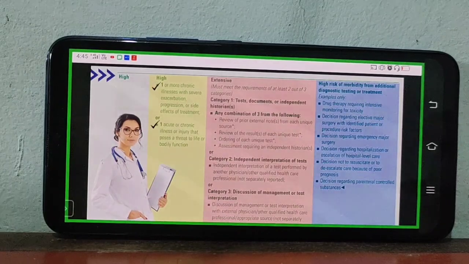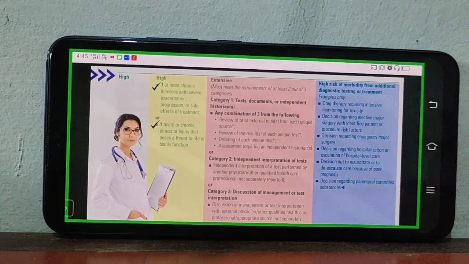So these are the components and the levels of MDM. Did you understand? Any doubt? Because the entire E/M service should be reported based on that E/M level, the level of MDM only. That's why I am taking nearly more than 1 hour to explain this table. Any doubt?